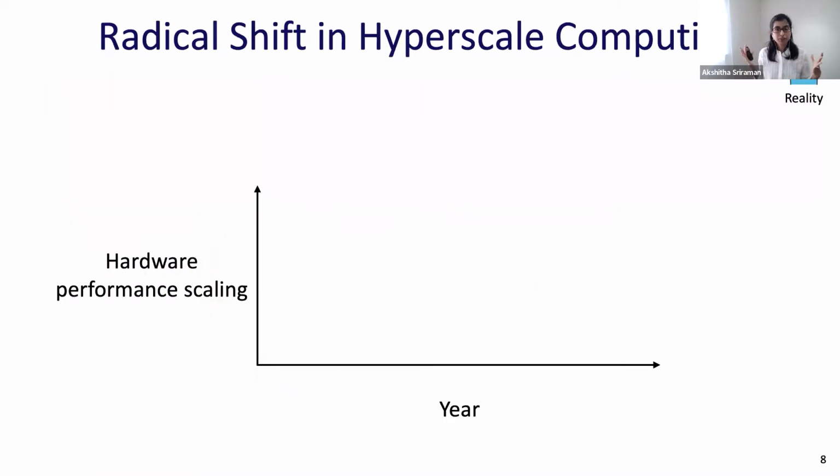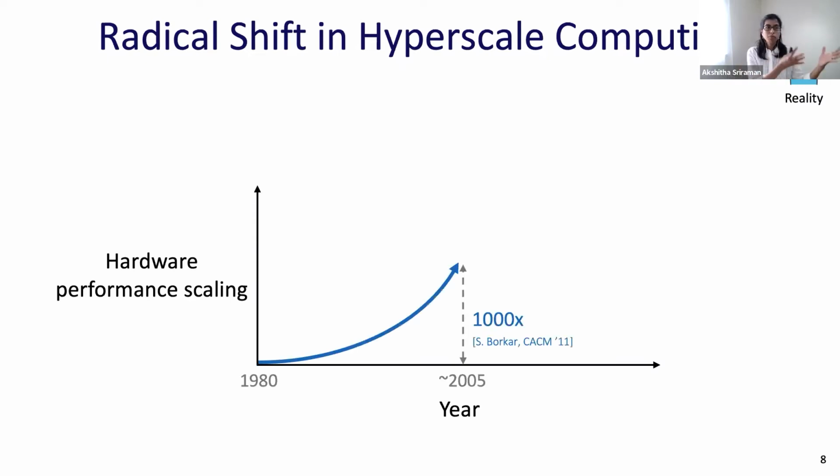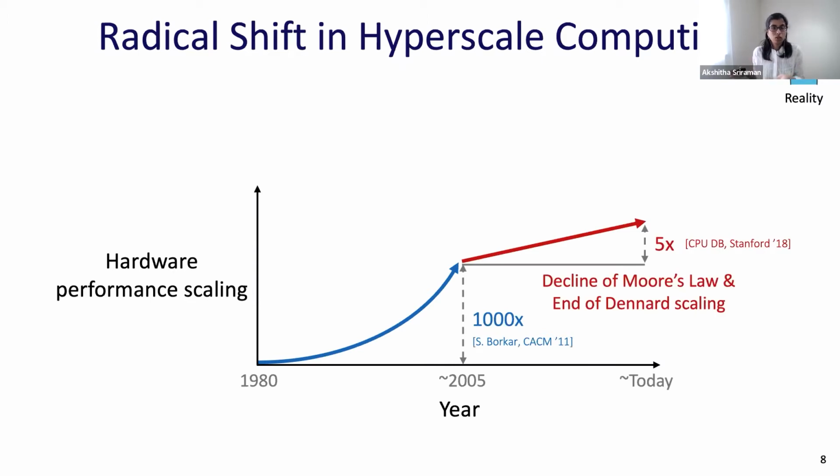Over the past few years, there's been this radical shift in hyperscale computing because of two important trends. The first trend is that of hardware performance scaling, where from the 1980s to about 2005, performance would scale exponentially, and we saw like 1,000x improvement. But since then, scaling has all but stopped. There's been only like a 5x performance improvement since 2005 because of the decline of Moore's law and Dennard scaling.